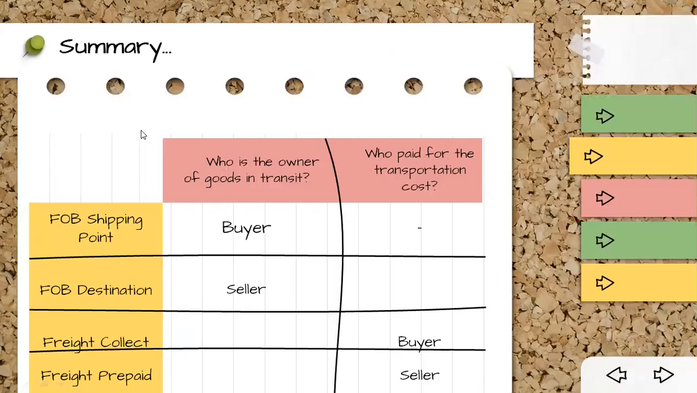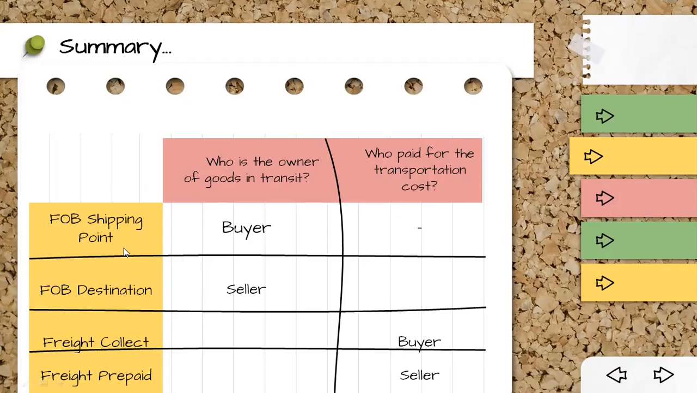Okay, let's have the summary, no? Para ma-combine na lang. So, again, these two terms here will tell us who is the owner of the goods in transit. Kapag FOB shipping point, that's the buyer. Kapag FOB destination, that's the seller. Another is these terms here, freight collect and freight prepaid, will tell us who paid for the transportation cost. So, pag sinabing freight collect, it was paid by the buyer. And kapag sinabing freight prepaid, it was paid by the seller.